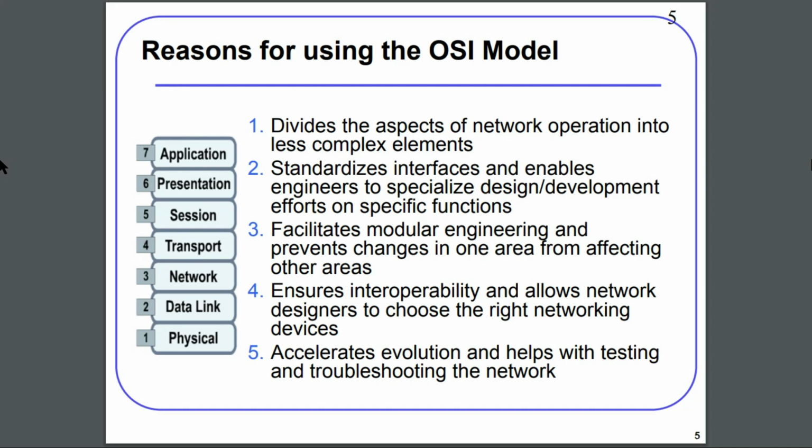So what is the reason for using the OSI model? It divides the aspects of network operation into less complex elements, standardizes the interfaces and enables engineers to specialize design and development efforts on specific functions, facilitates modular engineering and prevents changes in one area from affecting other areas, ensures interoperability and allows network designers to choose the right networking devices, accelerates evolution and helps with testing and troubleshooting the network.